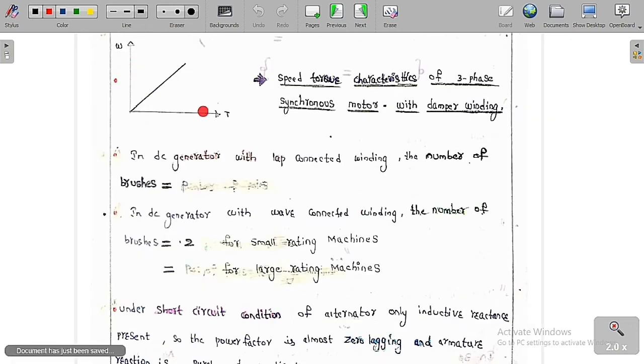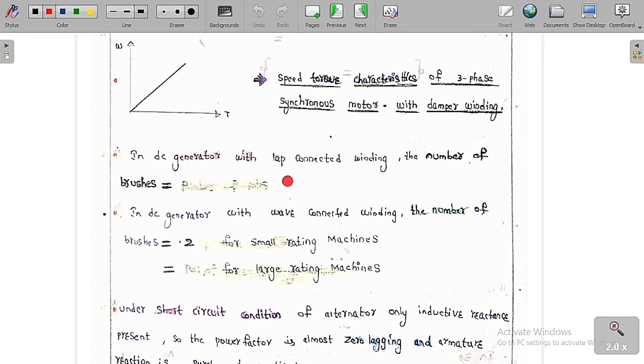So this is the speed versus torque graph, the speed torque characteristics of a 3-phase synchronous motor with a damper winding. Whenever the speed increases, the torque also increases. It is directly proportional. This is the speed torque characteristic of a 3-phase synchronous motor with damper winding.